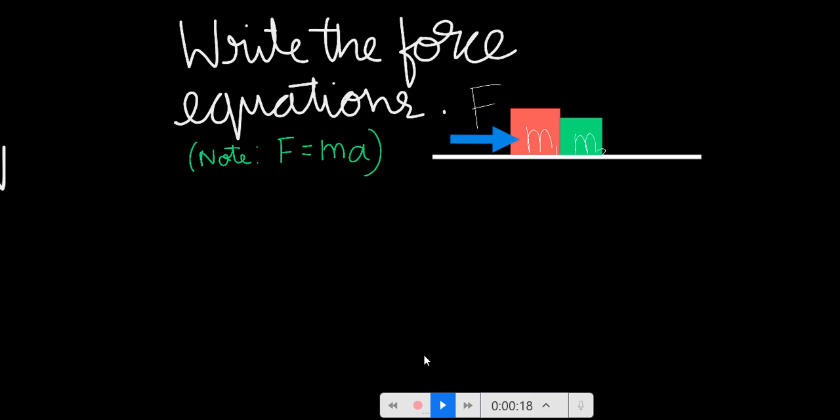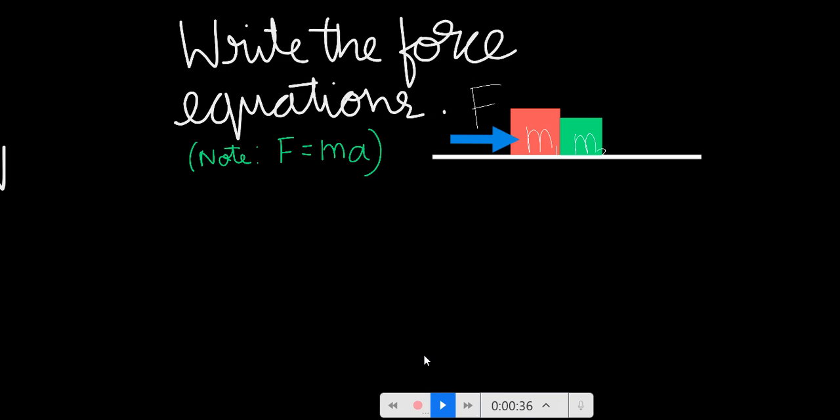And just in case, they have reminded us of Newton's second law, which is mathematically F is equal to ma, where the resultant force equals total mass times resulting acceleration. So let us analyze the system that has been given here.